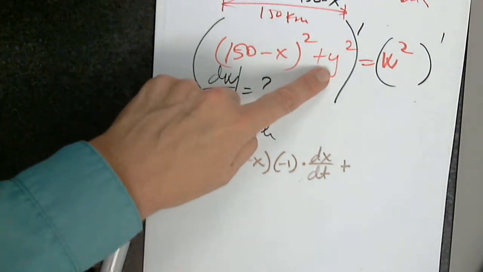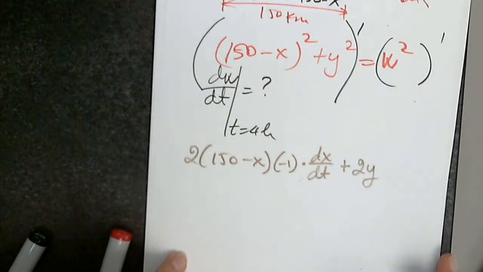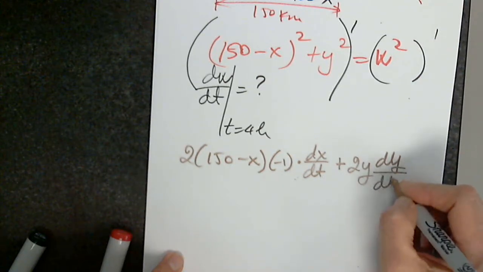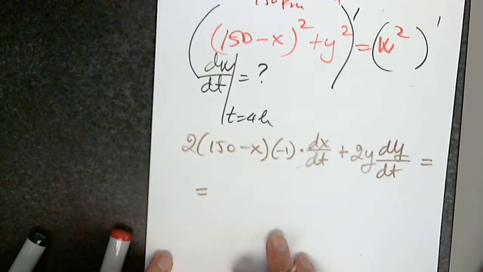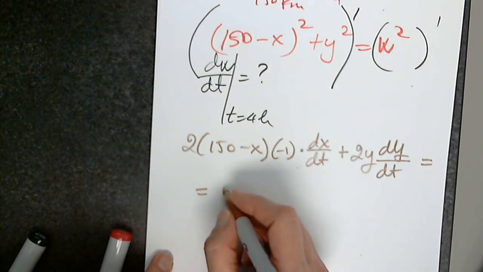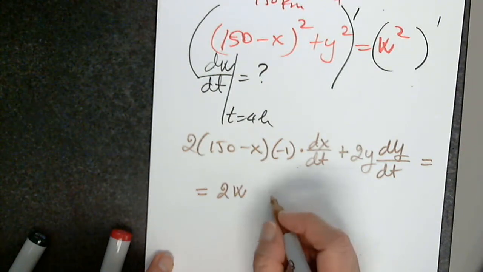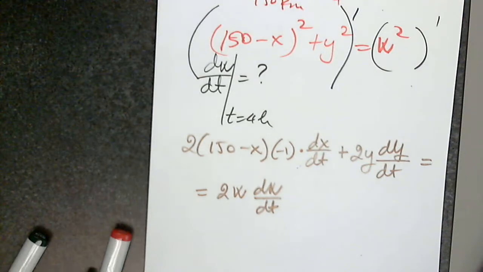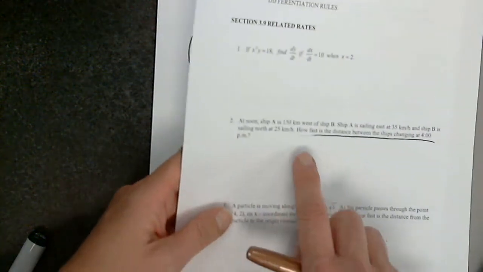Now plus 2y, thank you very much, equals, exactly. So we were asked one more time to find the rate of change of the distance between the two ships. I created an equation that I can differentiate. Now I have to solve for dW over dt and then plug in what? Y4, because they start at noon.